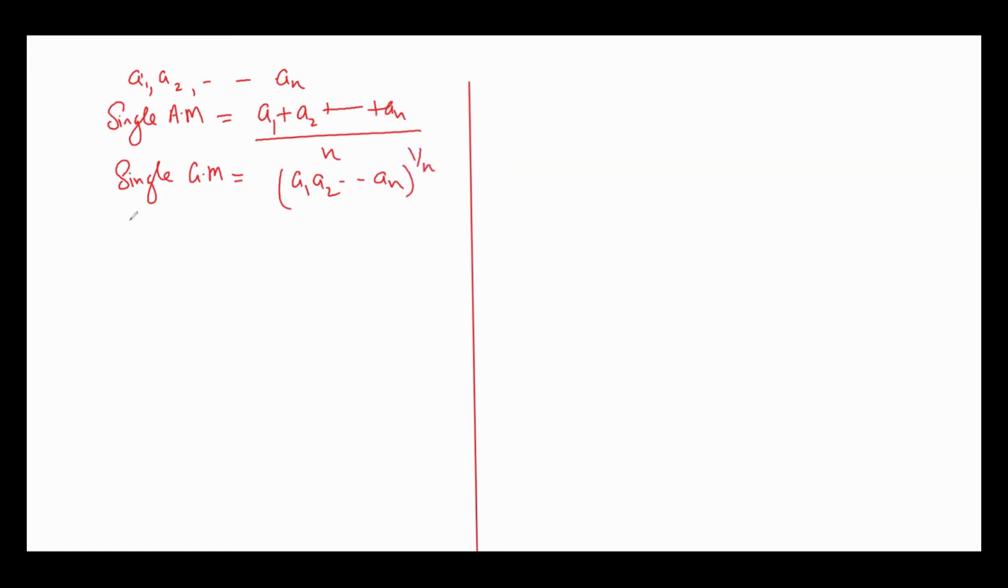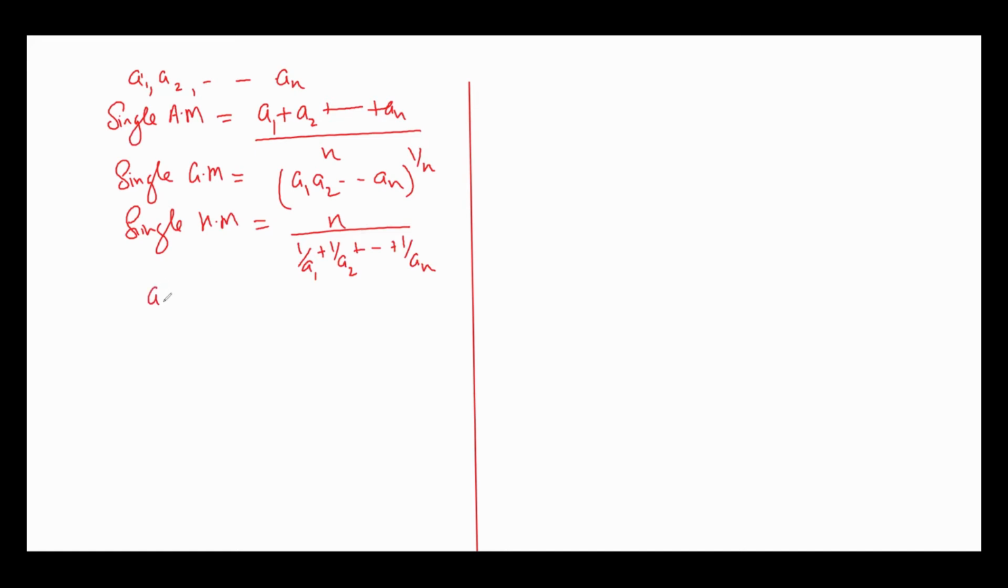And as you all know, HM can be obtained by reciprocating the terms. So from there I get this, which is the single HM. I have already explained this in previous lectures. This will be the HM of these n numbers.